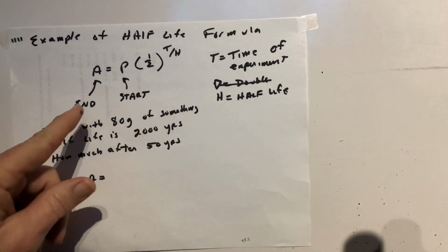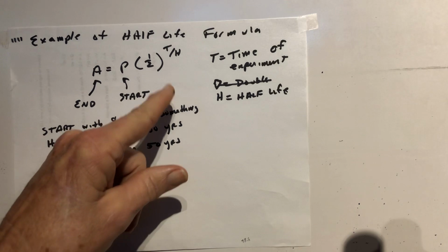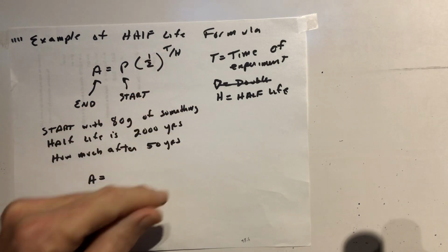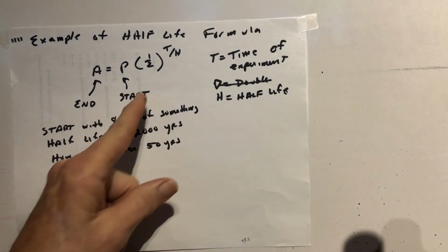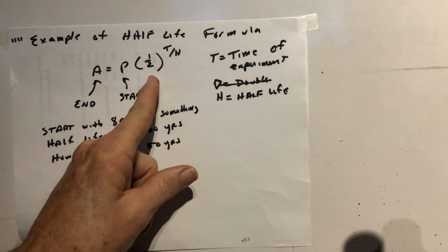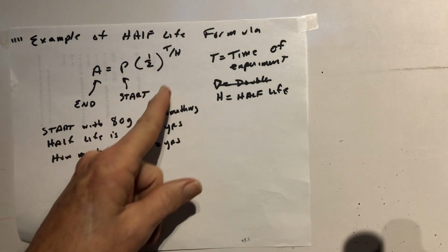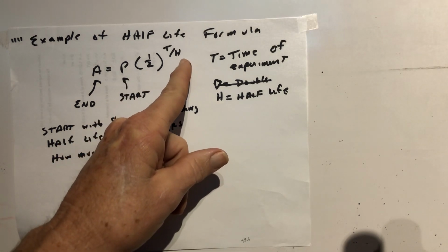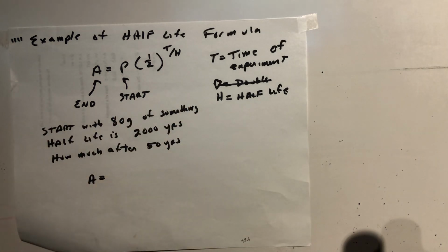For the double formula, that would be a 2, and it'd be time over d for double. Half-life's the exact same thing, except instead of 2, we put a half. Instead of doubling, it's halving, and we put h for half-life. This happens with things like uranium. Half-life means how many years until half of it's gone.